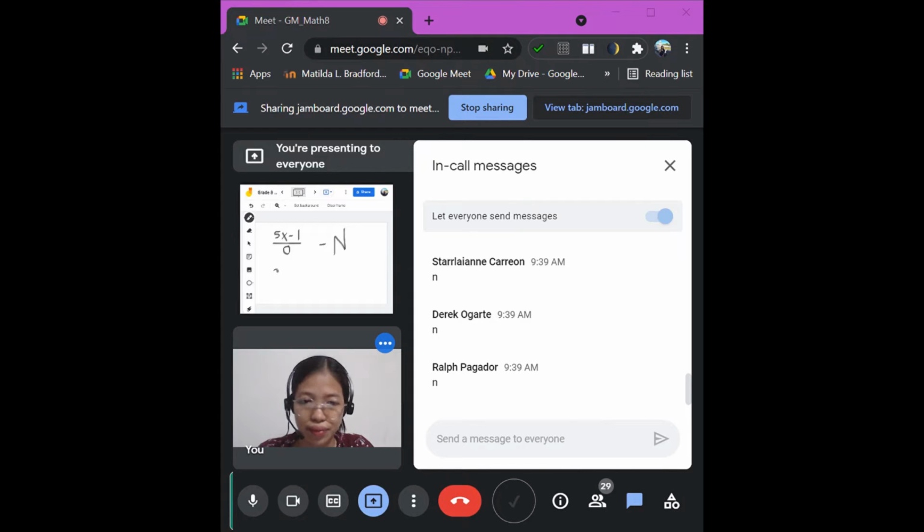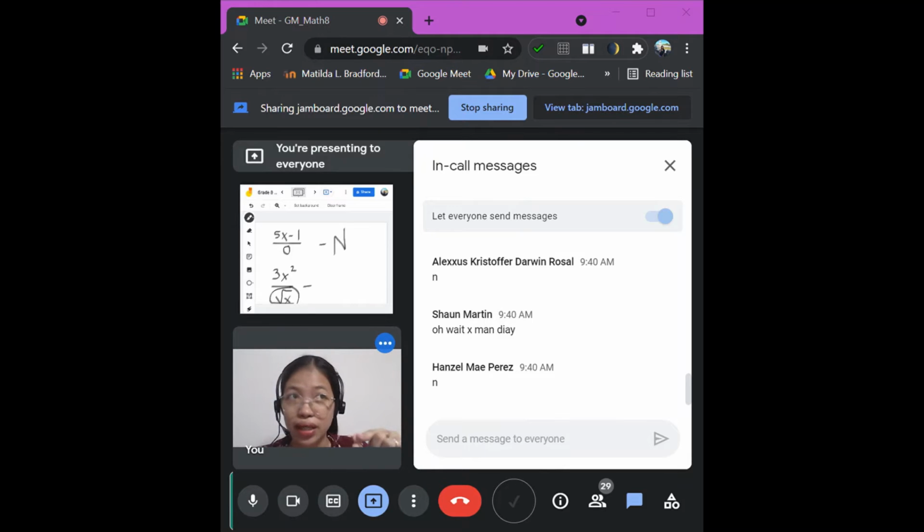How about this? Is it RAE or N? Okay, good job. It is not a polynomial, right? It is not a polynomial because it has a square root. Remember, it is not a polynomial if there is a square root, a fractional exponent, a negative exponent, or a variable in the denominator.